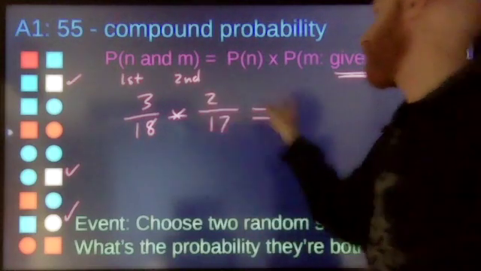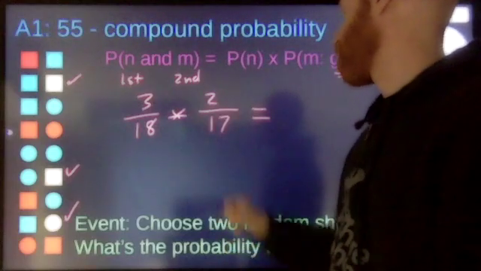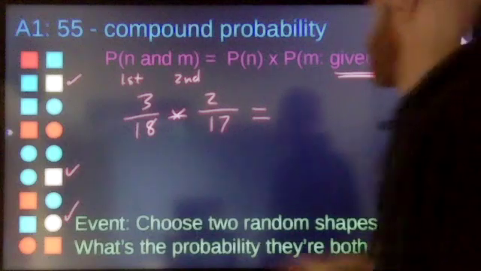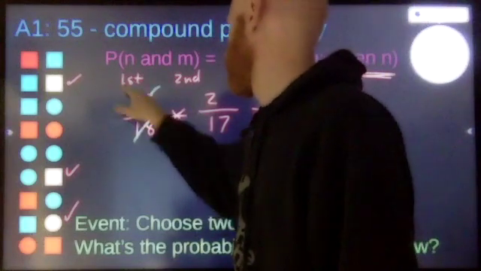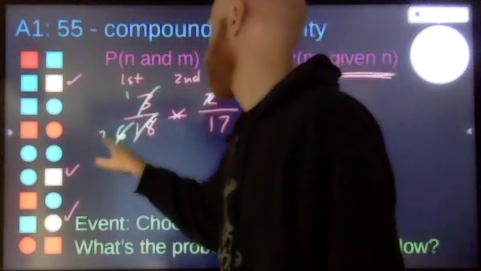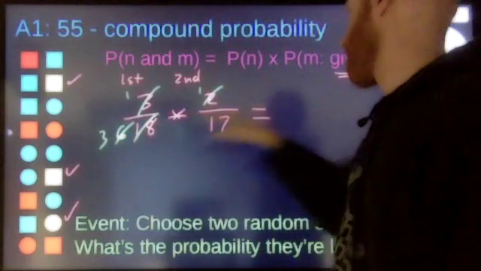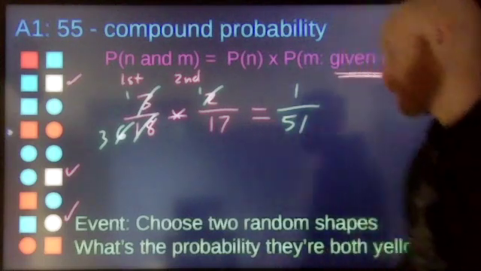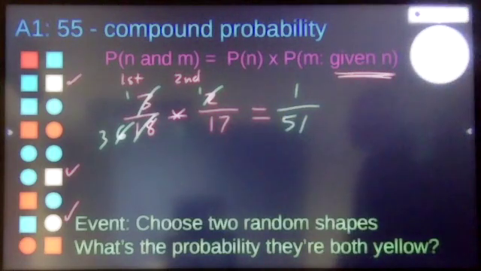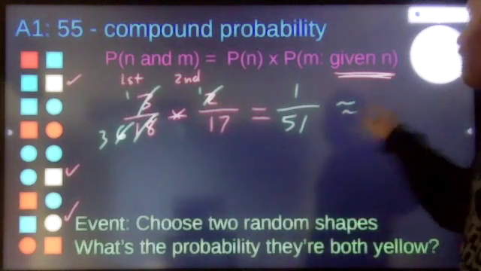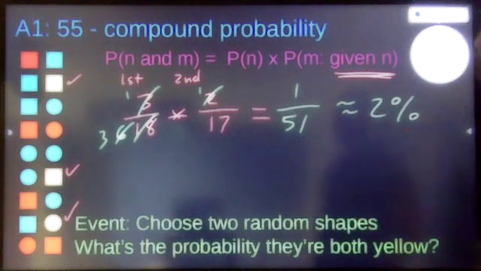You could do some simplifying before you multiply. Divide both of these by 3. I could also divide by 2. So we're going to have, in the end, 1 chance out of 51. Right? 1 chance out of 51 to get 2 yellow shapes if I choose 2 at random. That's approximately a 2% chance.